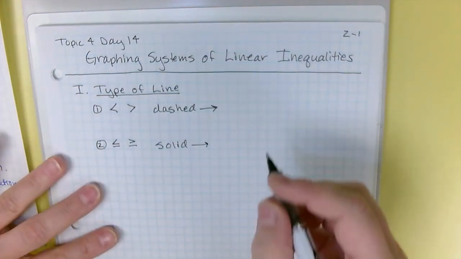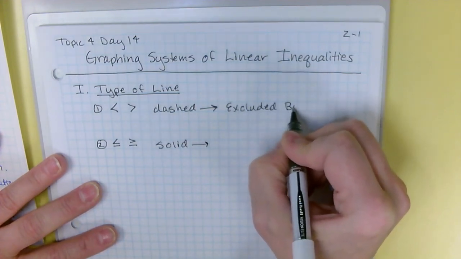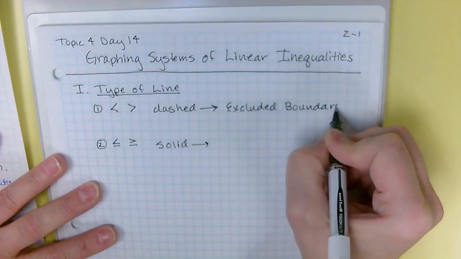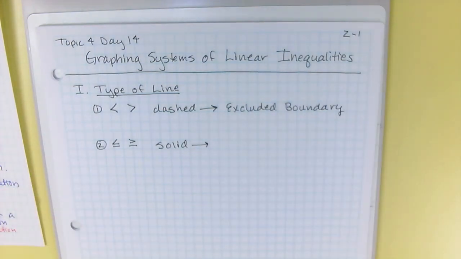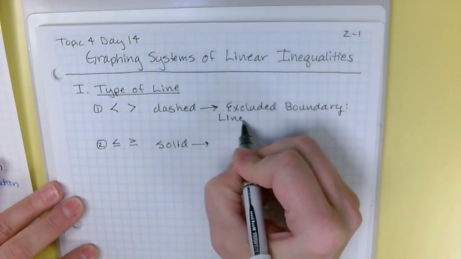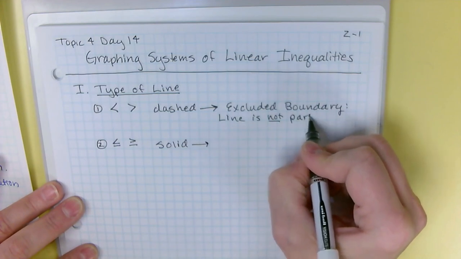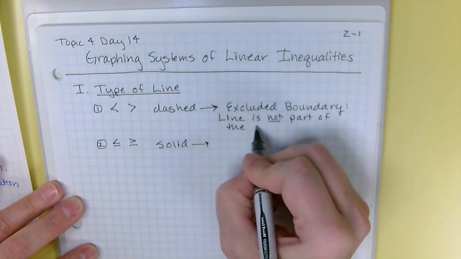A dashed line is called an excluded boundary. So exclude means to leave out, and a boundary is the line, in this case, between solutions and not solutions. So an excluded boundary means that the line is not part of the solution set.